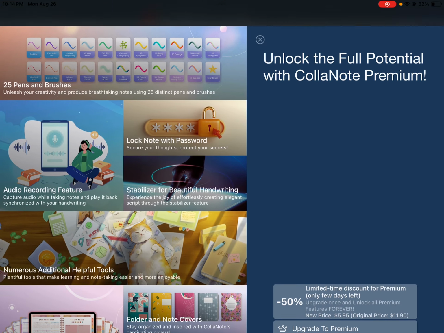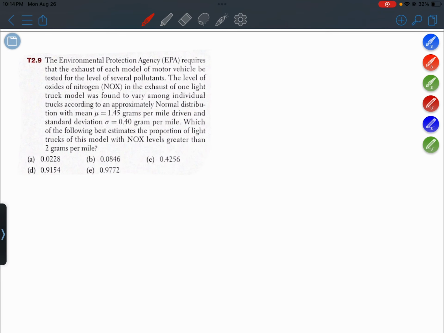T2.9. The EPA requires that the exhaust of each model of motor vehicle be tested for the level of several pollutants. The level of oxides of nitrogen in the exhaust of one light truck model was found to vary among individual trucks according to an approximately normal distribution, with mean mu equals 1.45 grams per mile driven and standard deviation sigma equals 0.40 grams per mile.